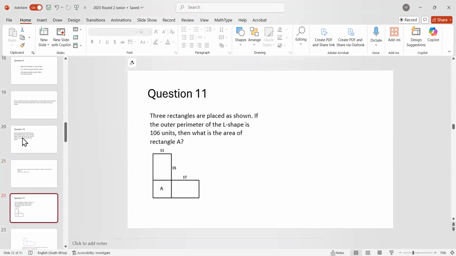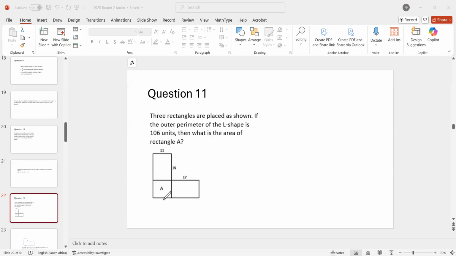Now, question 11 reads the following. It says, 3 rectangles are placed as shown. So each of these are rectangles. If the outer perimeter of the L shape, okay, this is an L shape. The outer perimeter means if you go right round, that's the outer perimeter. That is given as 106 units. Okay, and to ask you, what is the area of this rectangle? All right, so the question is, what is the area of the rectangle?